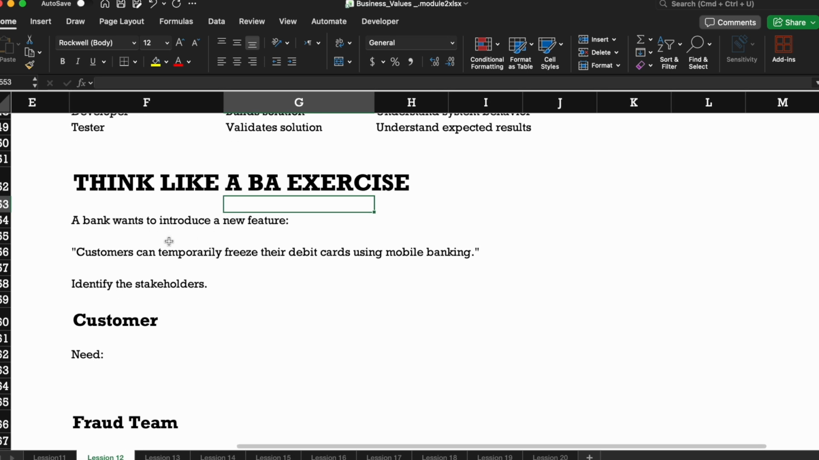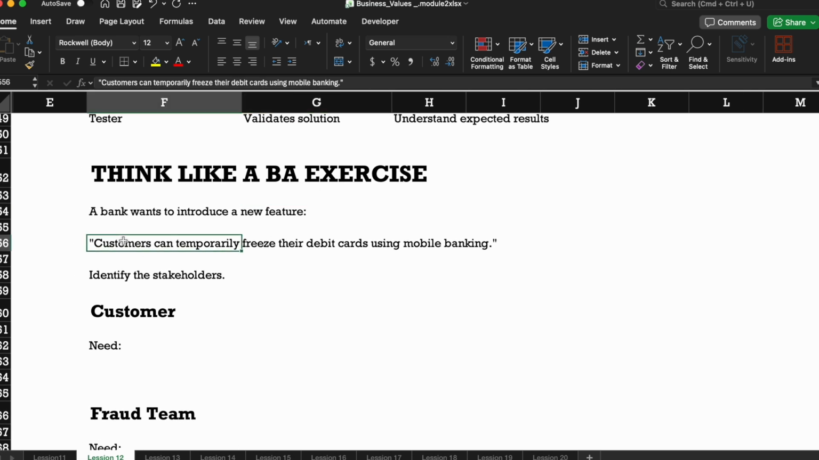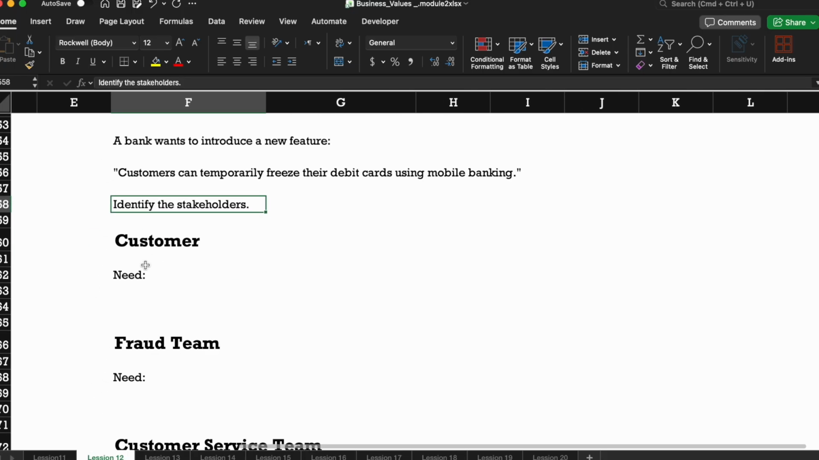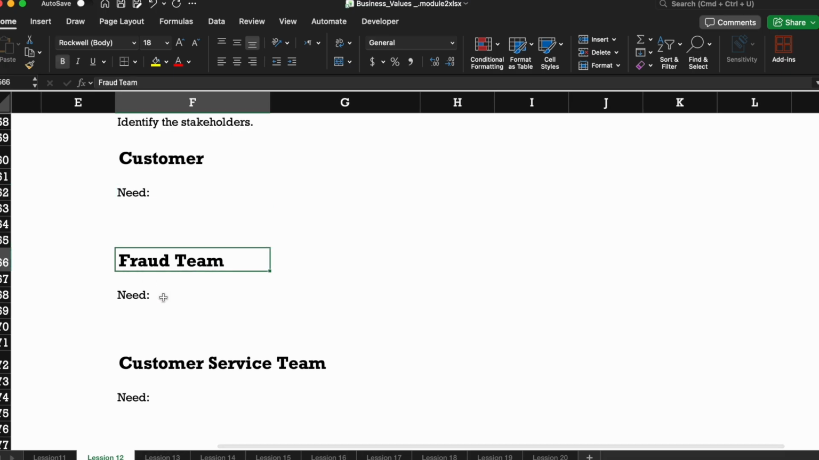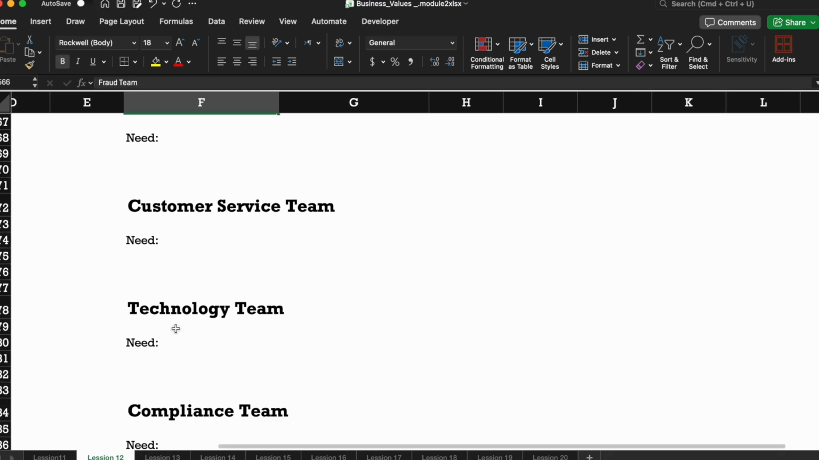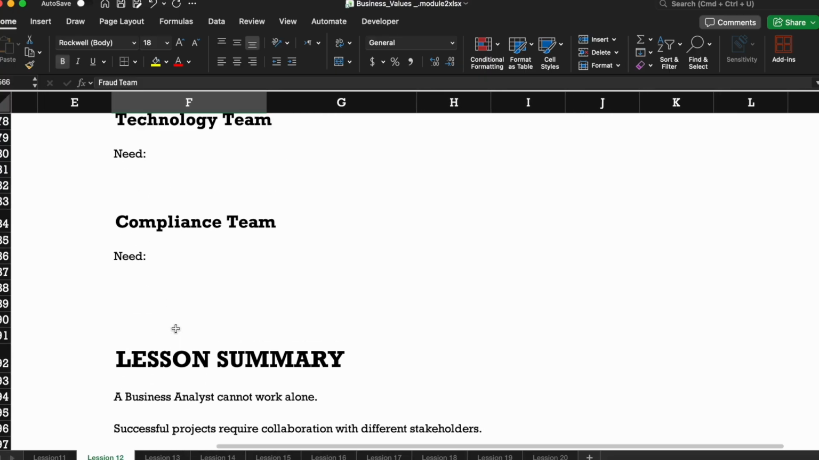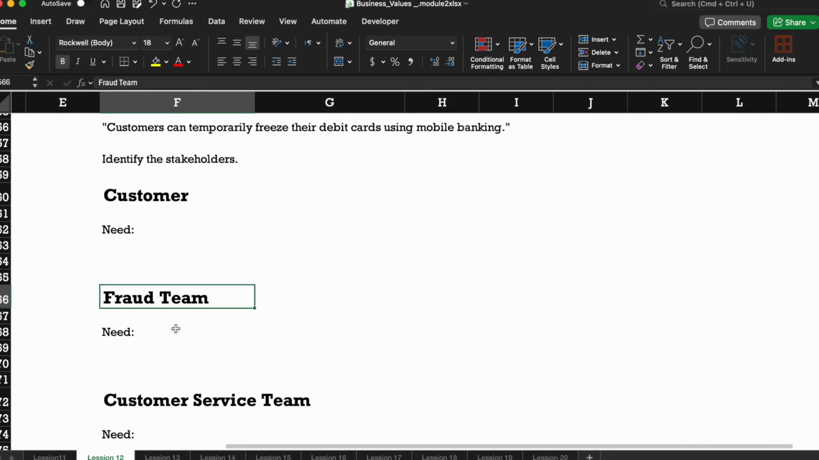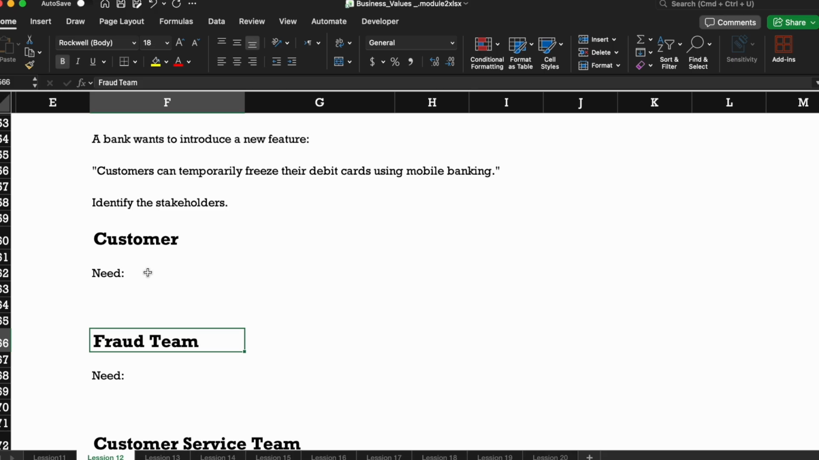A bank wants to introduce a new feature. The feature is that customers can temporarily freeze their debit card using mobile banking. So this is the scenario. Identify the stakeholders. Right here: customer, what is the need? Fraud team, customer service team, technology team, compliance team. If you don't know, maybe you can Google it, you can find information.